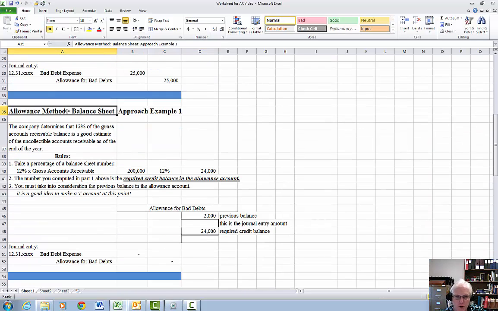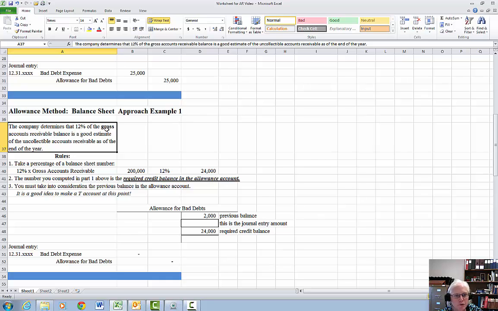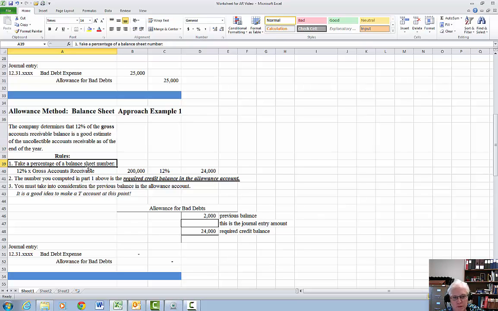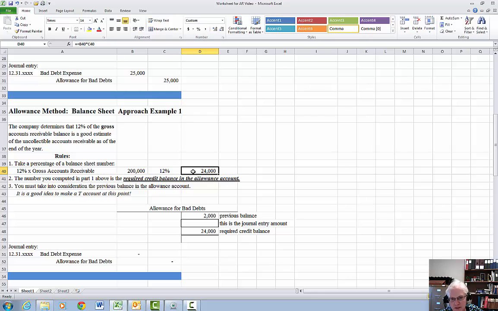Okay, the second approach is the balance sheet approach. And I'm going to do, I believe, 3 examples for the balance sheet approach. So first example, the company determines 12% of the gross, which means total, accounts receivable balance is a good estimate of how much of the receivables we're not going to collect. So rule number 1, we're going to take a percentage of a balance sheet account. Accounts receivable goes on the balance sheet. I'm going to take 12% of my gross accounts receivable, which was $200,000 from above, times 12% is $24,000. Okay, pay attention.